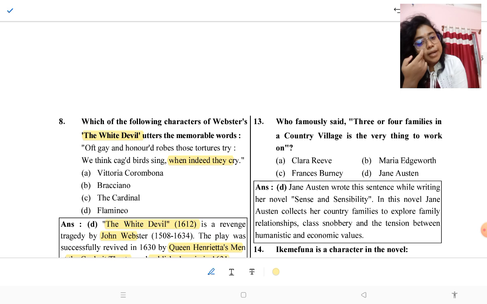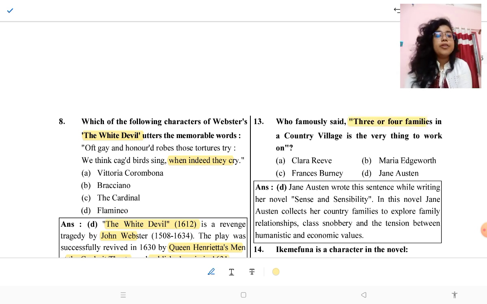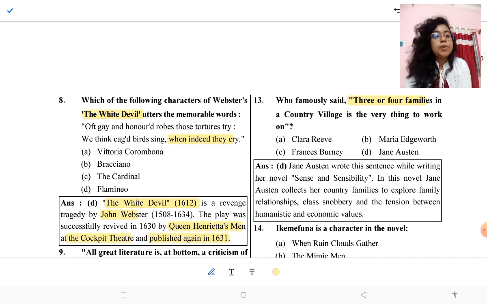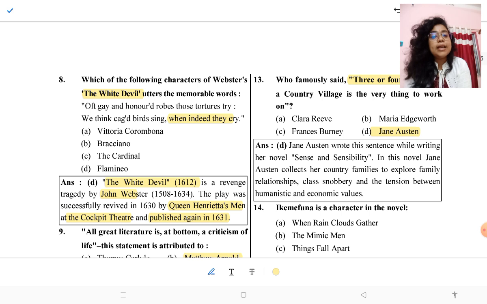Then question number 13. Who famously said, "Three or four families in a country village is the very thing to work on"? And the answer will be Jane Austen. Jane Austen wrote this sentence while writing her novel Sense and Sensibility. I also watched this beautiful film on Netflix maybe, and it is really beautiful.